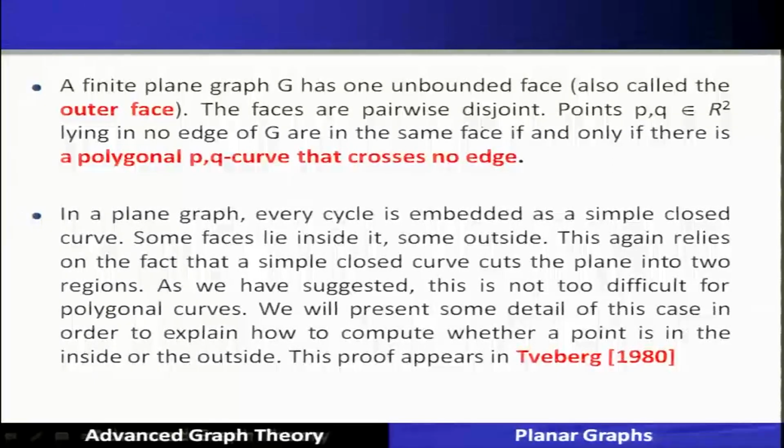Points P, Q in two-dimensional space lying on no edge of G are in the same face if and only if there is a polygonal PQ curve that crosses no edge. In a plane graph, every cycle is embedded as a simple closed curve. Some faces lie inside it, some outside. This again relies on the fact that a simple closed curve cuts the plane into two regions. As we have suggested, this is not too difficult for polygonal curves. We will present some detail of this case in order to explain how to compute whether a point is inside or outside.